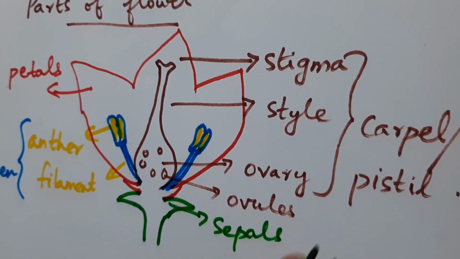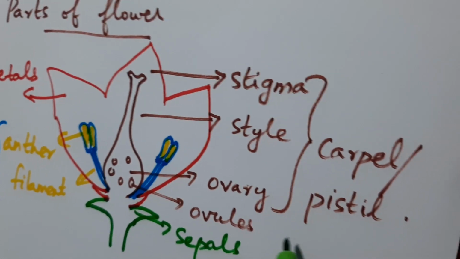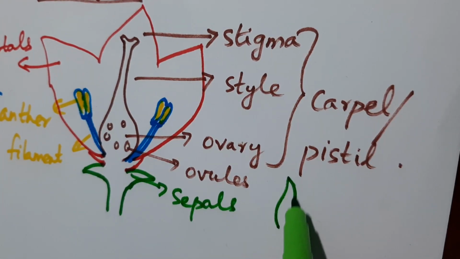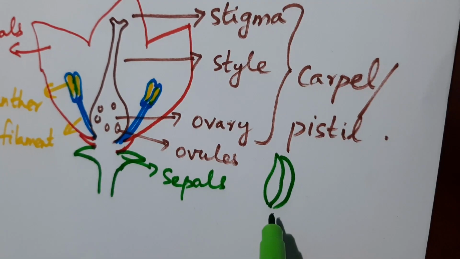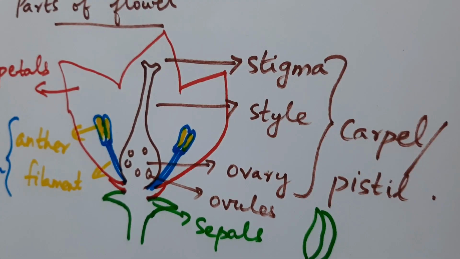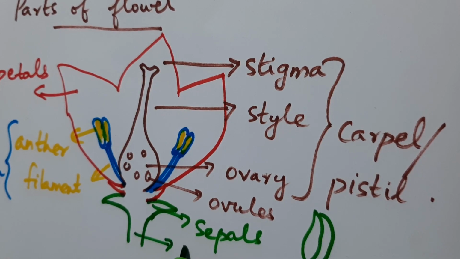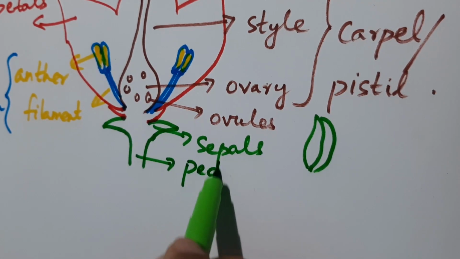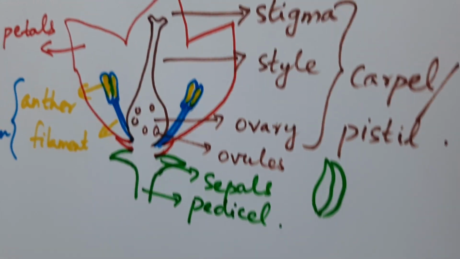Now, sepals are useful for the flower when it was in the bud stage, like this is the bud. So, at that time it was the sepals that were protecting the inner parts. This is the pedicel or the stalk of the flower. So, these are the parts of the flower.